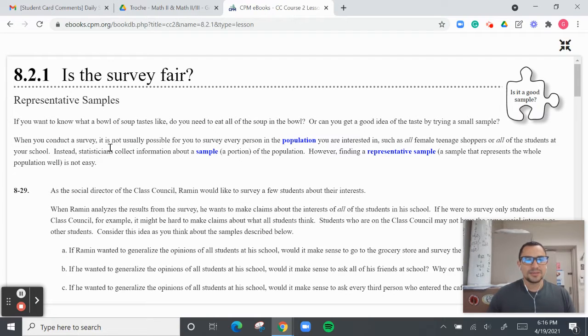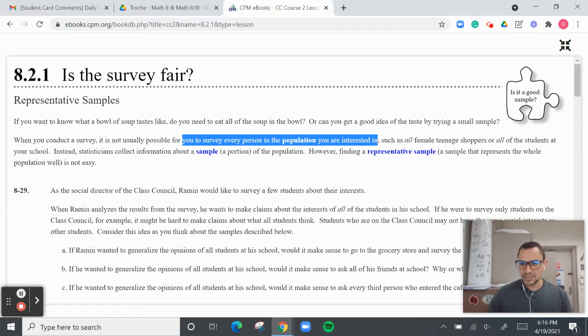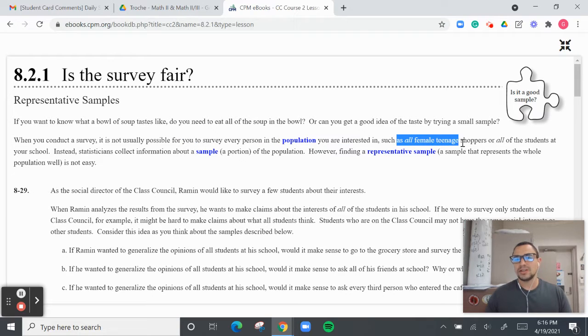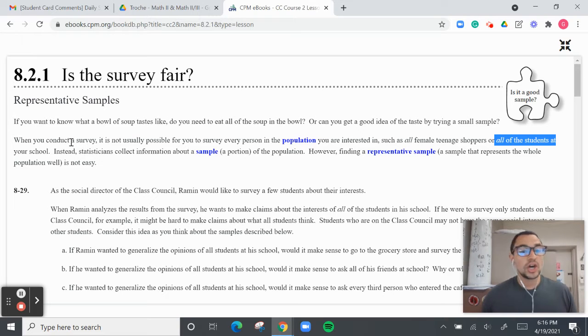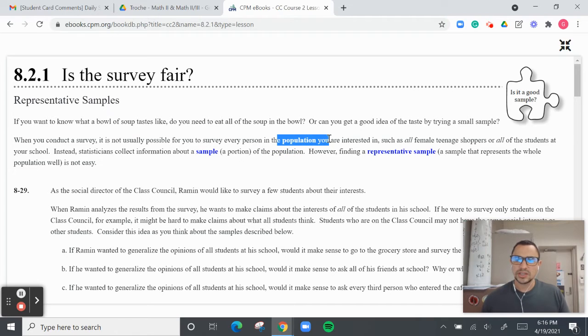All right. So basically, when you conduct a survey, you won't usually survey every single person in the population. For example, all female teenage shoppers, or all the students at your school, or all the adults above 55 years old. That's a population. A sample of a population is a portion of a population. These are common words and phrases that you'll use. And then we have a representative sample, a sample that represents the whole population.